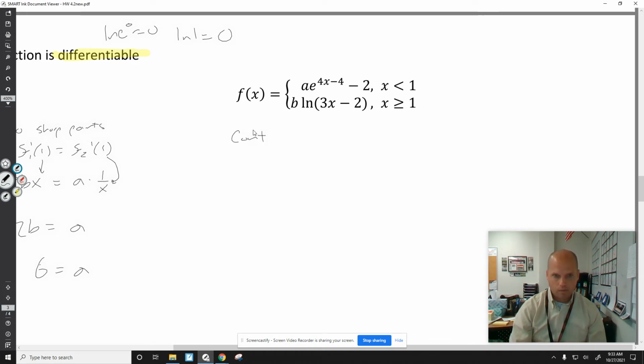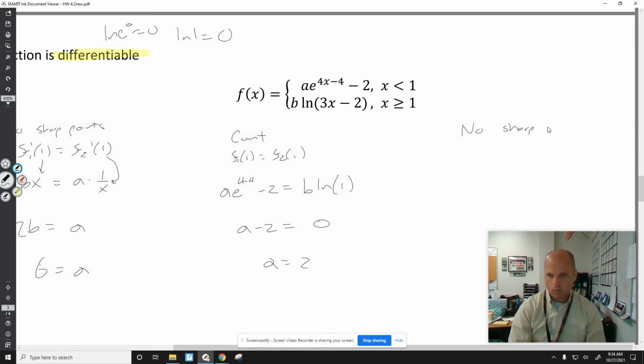Plugging in 1. F little 1 at 1 needs to equal F little 2 at 1. I have a times e to the 4 minus 2 equals b log, that'll be 1. That's e to the 0, which is just 1. E to the 0, anything to the 0 is 1. So I have a minus 2 equals, log 1 is 0. Okay, I get a. A is 2. Now, can't have a sharp point when we meet up, so my slopes need to meet up.